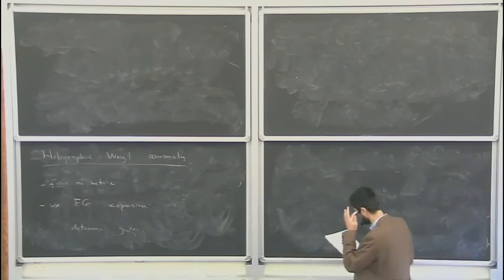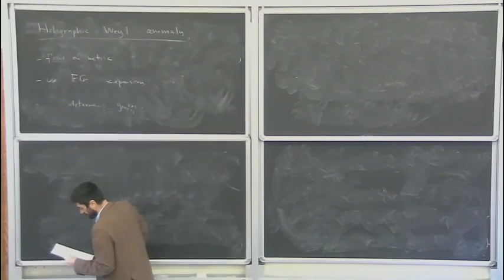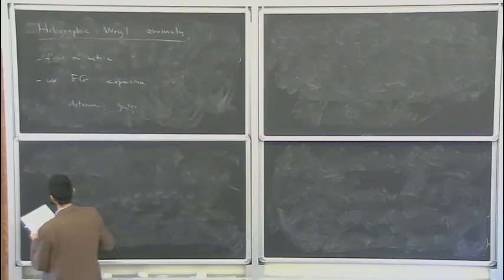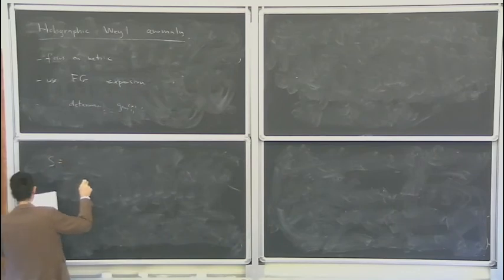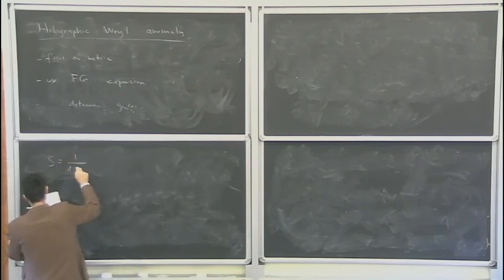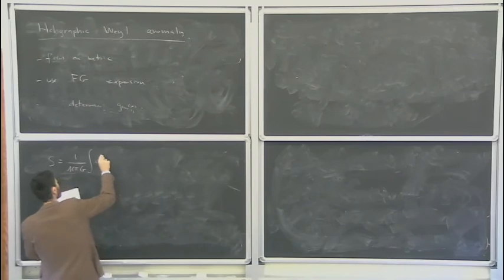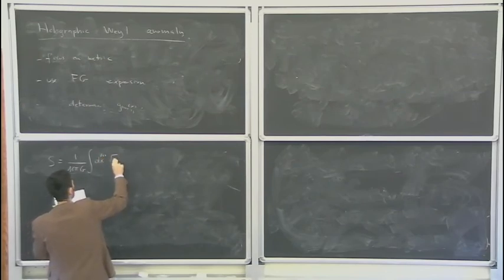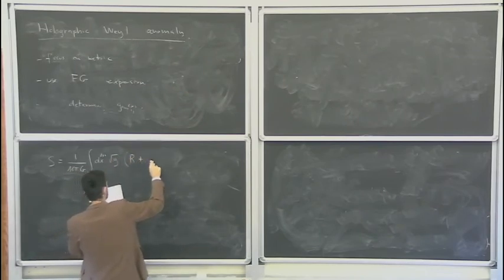Now, okay, let's start from the action. So this action is almost something that we have seen already many times, up to one important modification. So it is the usual, I also start putting the factor of G Newton, usual Einstein-Hilbert action in AdS.